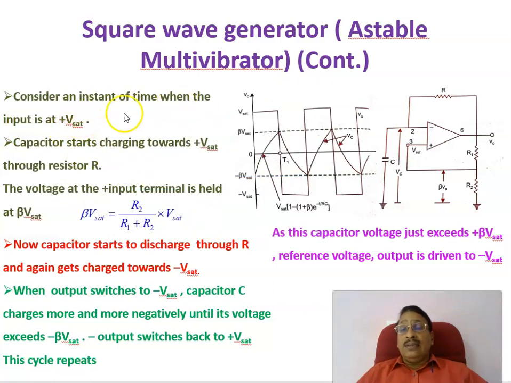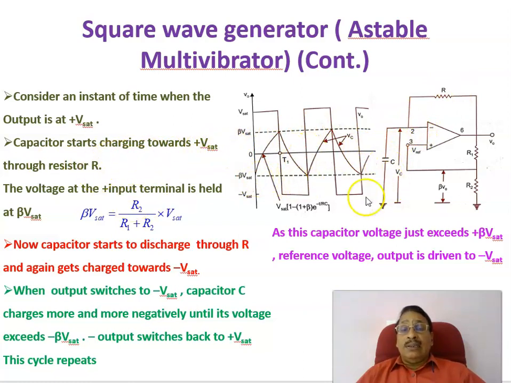Consider an instant of time when the output is equal to plus V sat. When the output is plus V sat, the capacitor will be charging through this R and this capacitor. The capacitor starts charging towards plus V sat.